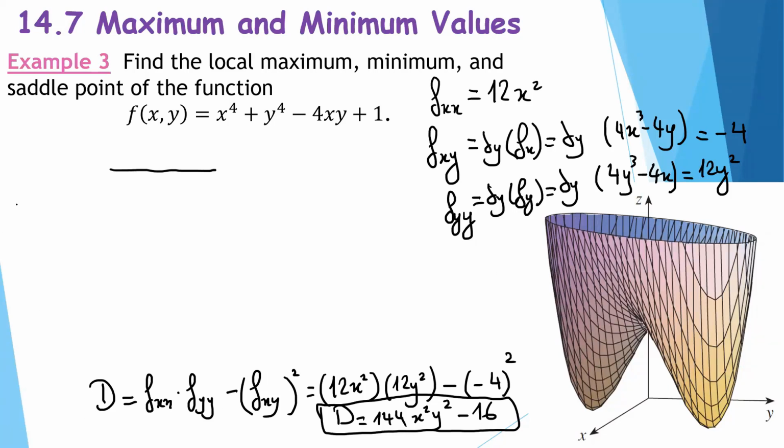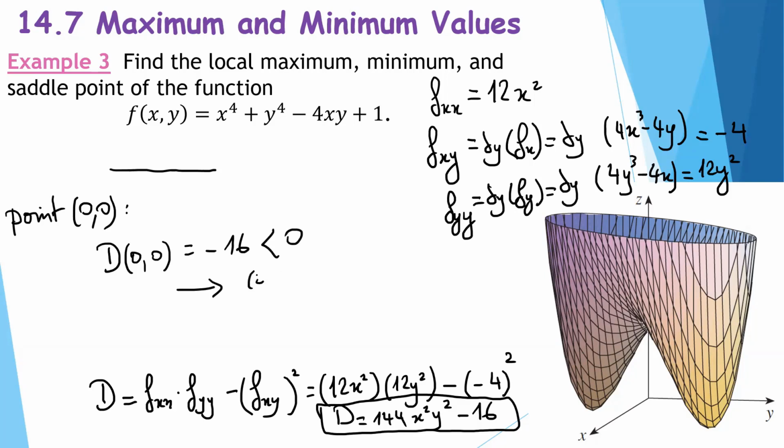For the point 0, 0, we calculate D at 0, 0. What will it give me? If you replace x and y by zero, we get minus 16. What does it mean that D at 0, 0 is less than zero? It's a saddle point. You see? So theory and graph, of course, the results coincide.